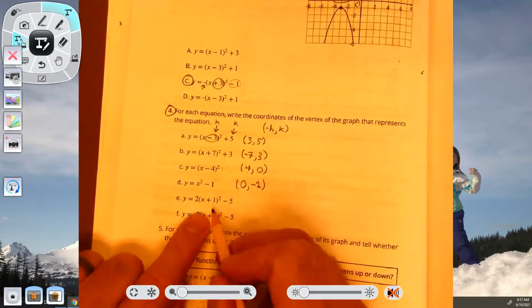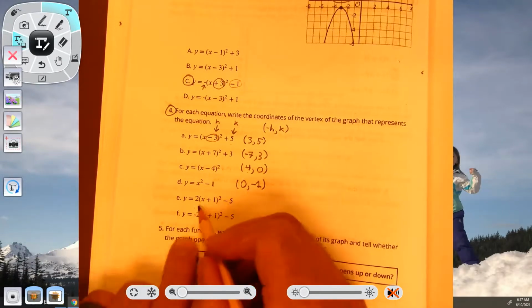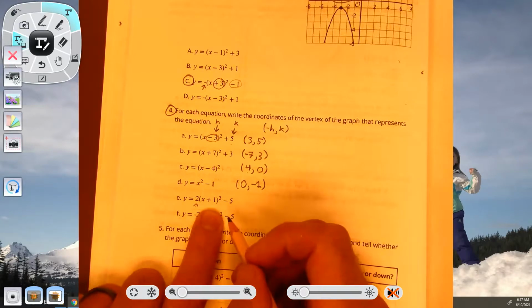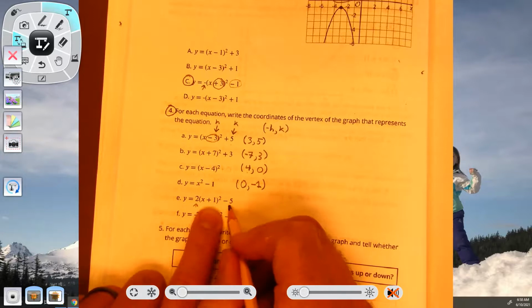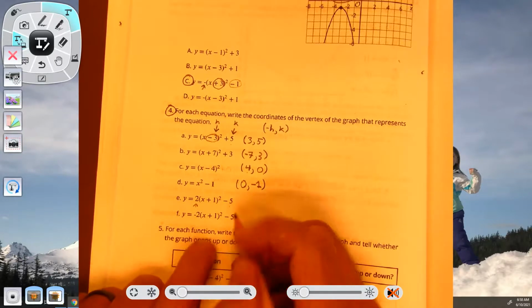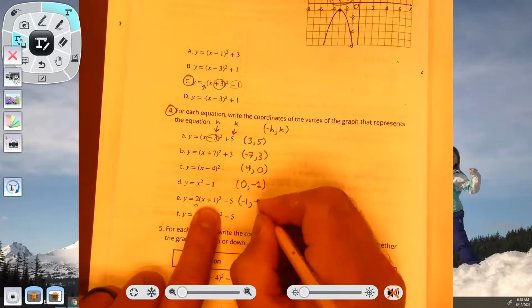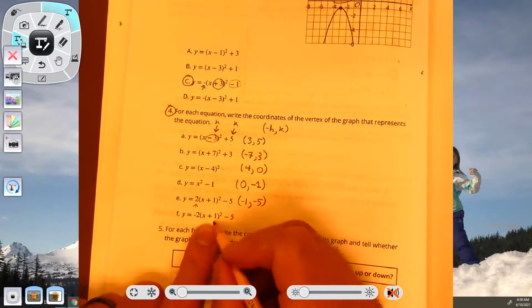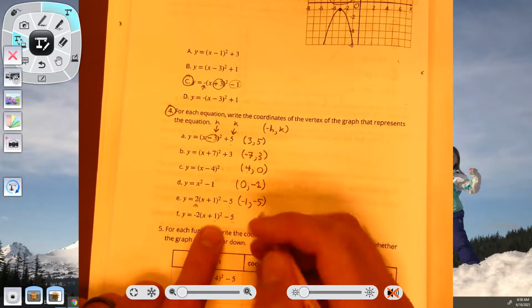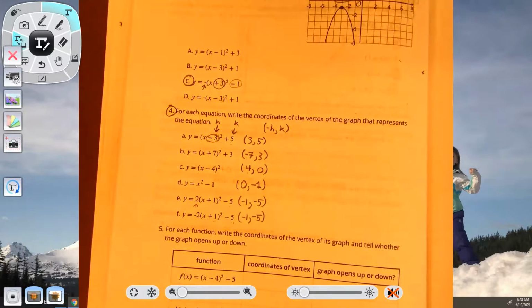Okay, looking at these ones, let's see what we got here. Okay, so this one, even though there's a 2 right here, that doesn't impact the vertex, right? That has no relationship to this, okay? So this is still going to be the same vertex. So let's go ahead and make that. I'm just going to change this sign, -1, -5. And this one is exactly the same. Don't pay any attention to that. That's for later, okay? The vertex is always going to be these two terms, right? So -1, -5. All right.